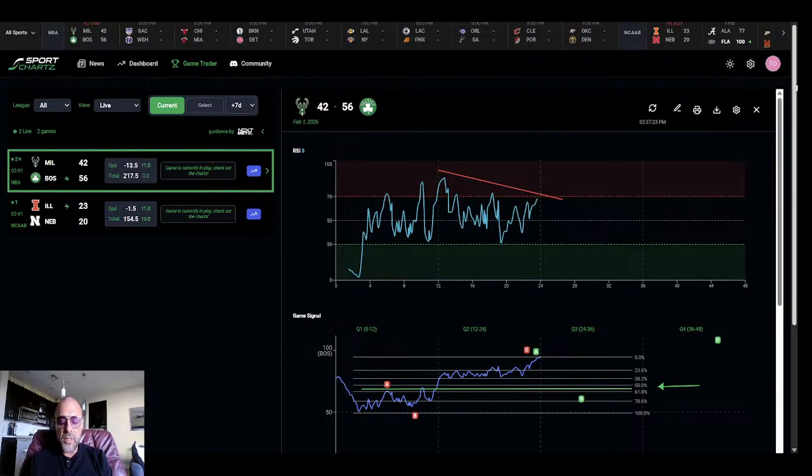I'll pull up my DraftKings after I go on a little timeout here. Milwaukee plus 18 and a half. All right. I'm going to take that.